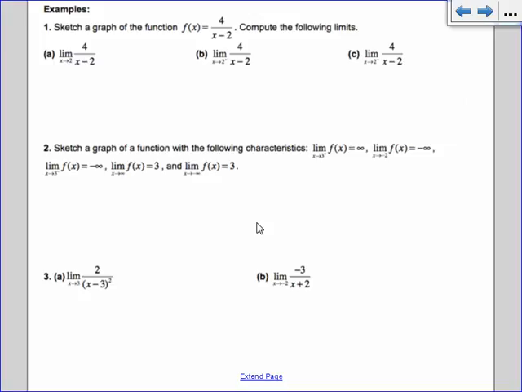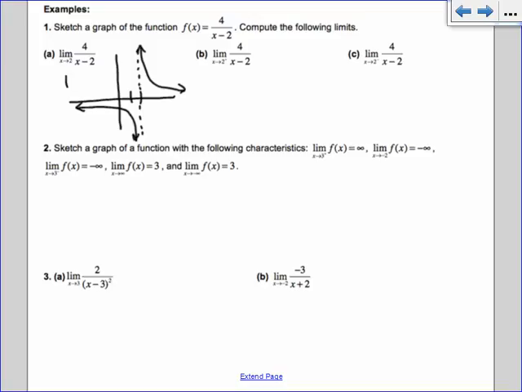So number 1, sketch a graph of the function f of x equals 4 over x minus 2. We just talked about kind of what that graph looks like. We're going to shift right 2. And it kind of looks like 1 over x, but it's been stretched out a little bit, but it's still this way. If you don't know that, remember you can always plug in a couple points. Like you could plug in 3 and 1, because those are on each side of the vertical asymptote, and see where it is. So as you approach 2, what is the limit as x goes to 2 of the function? What do you think?